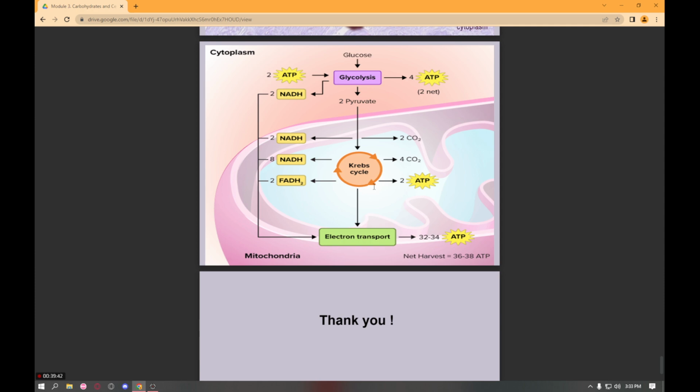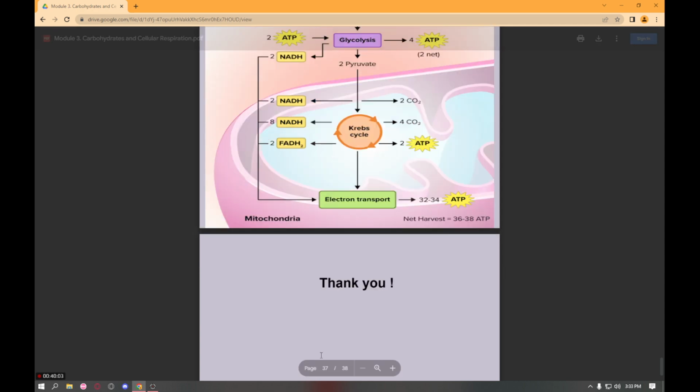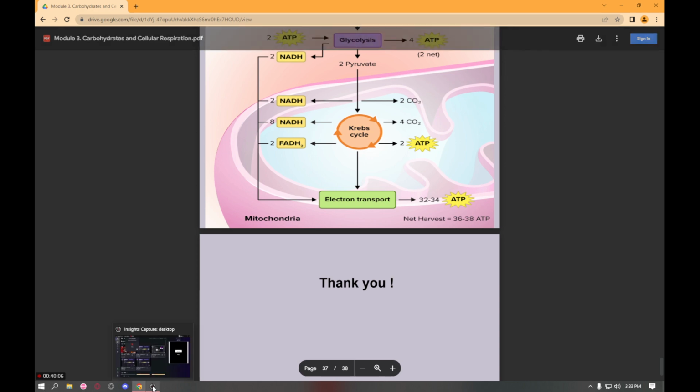Basta you have to take note that the main function or the main reason why cellular respiration is necessary is to produce more ATPs. So there are three stages in order to produce ATP. These are your glycolysis process, your Krebs cycle, and your electron transport chain. So this is the end of your module 3.